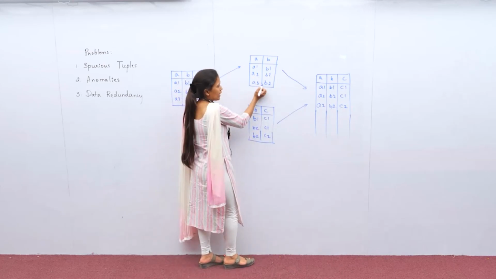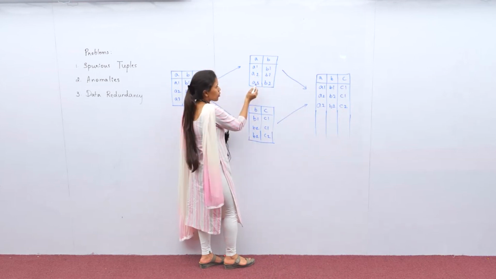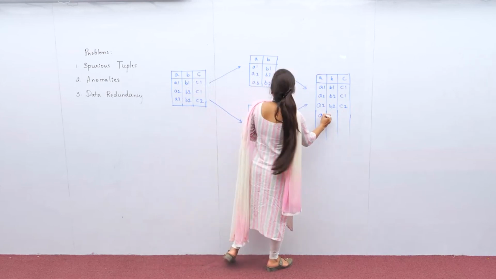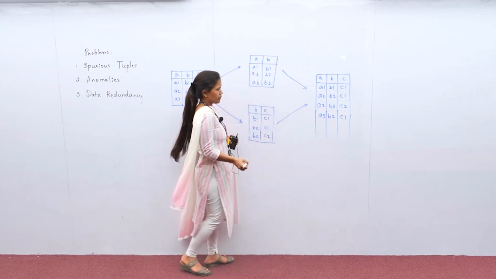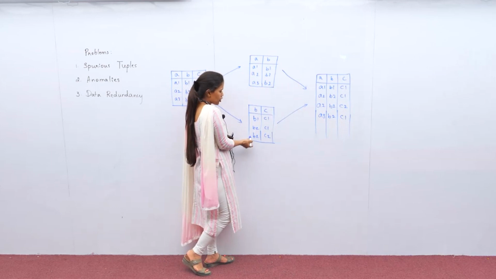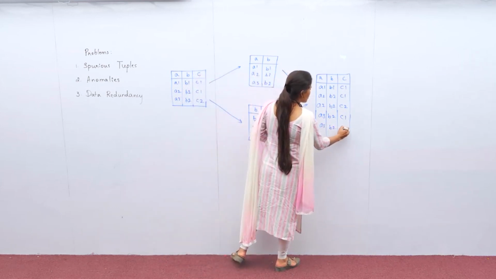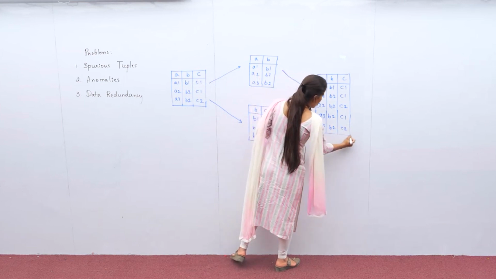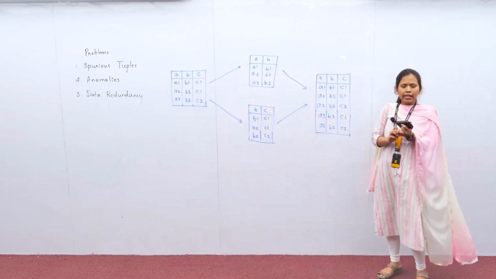The third row, A3, B2. For B2, again, B1, no match. B2, yes, match. So A3, B2, B2, C1. So it is A3, B2, C1. Again, for B2, there is one more match. So A3, B2, C2. So it is A3, B2, C2. Only these many matches. Do we have any other match? No.